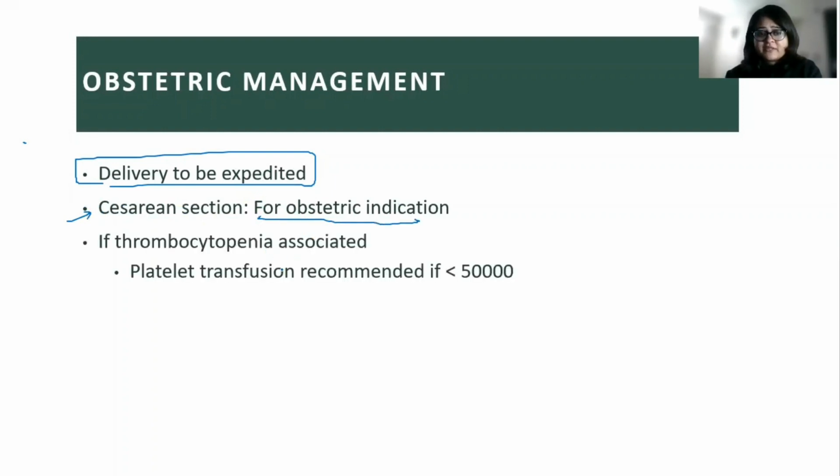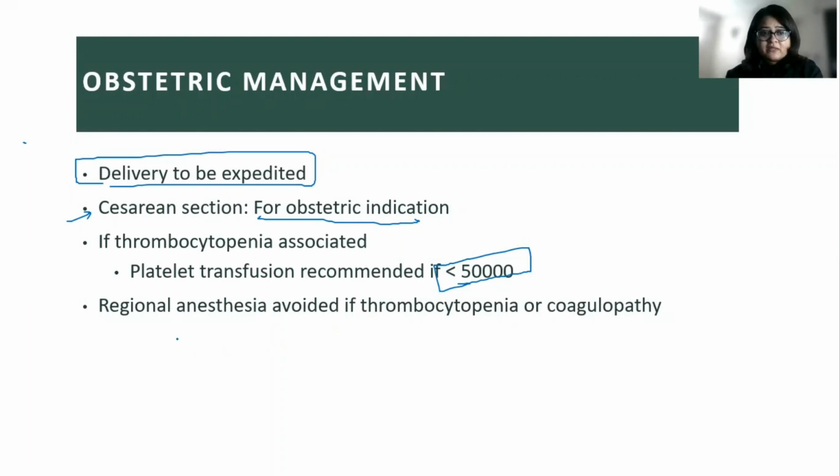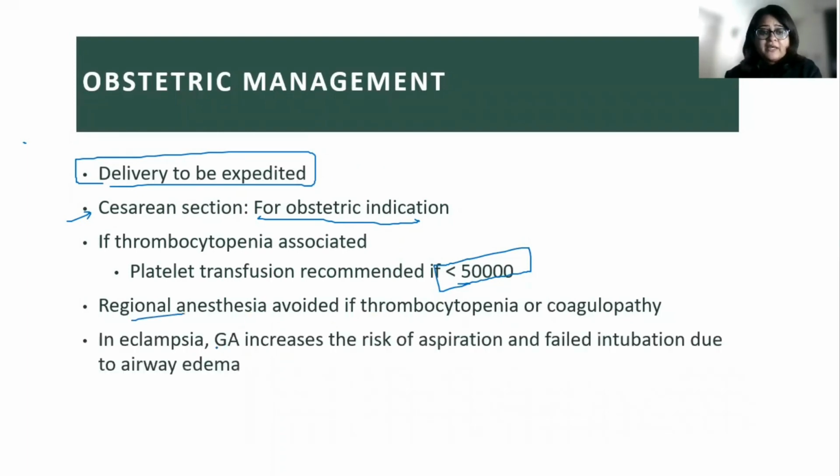If thrombocytopenia is associated, we recommend platelet transfusion if the platelet count is less than 50,000. Regional anesthesia is avoided if there is thrombocytopenia or coagulopathy. General anesthesia in eclampsia does increase the risk of aspiration and failed intubation due to airway edema. The anesthetist will take care of this, but we need to keep it in mind. Very importantly, even in preeclampsia, avoid fluid overload, otherwise she will go into pulmonary edema.